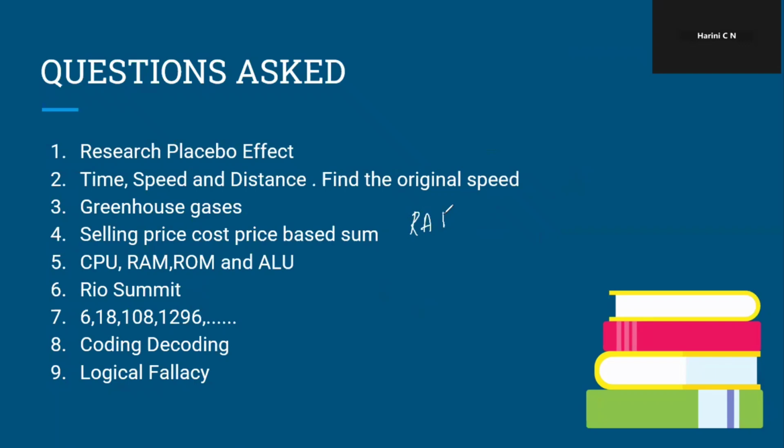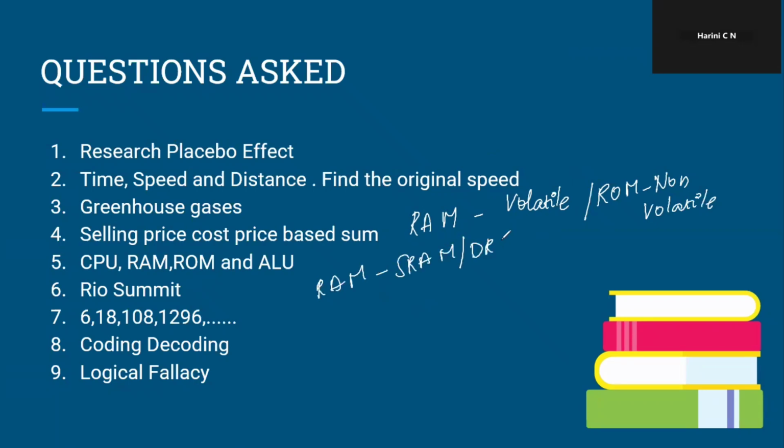The next one is CPU, RAM, ROM, and ALU. I'm just giving you the basic details so you don't miss the question on the next examination. So RAM is a volatile memory. That is when you switch off the computer, whatever you have stored erases, that is RAM. ROM is read-only memory. It is non-volatile in nature. So RAM has types. I will just write the short form.